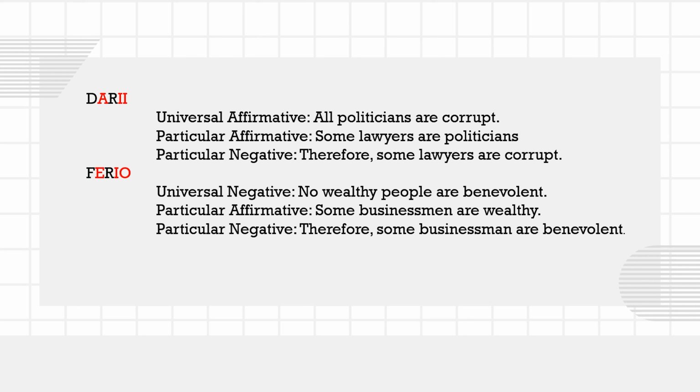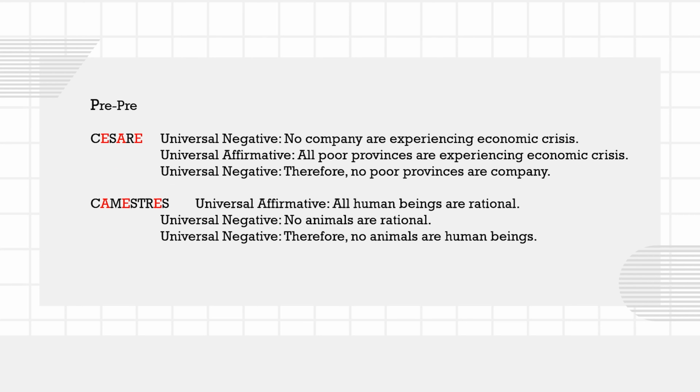Next are the valid arguments under the second figure. The statement follows the syllogism of Cesare, which is a valid form of categorical reasoning. It begins with a universal negative premise that no companies are experiencing an economic crisis. Then, it introduces the universal affirmative premise asserting that all poor provinces are experiencing an economic crisis.